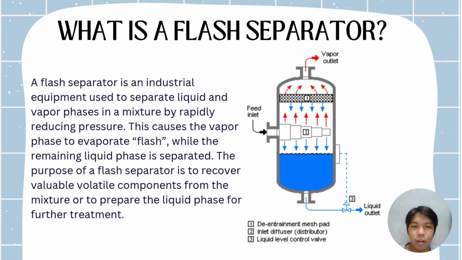We can see that the vapor with lower density will flow to the higher outlet, which is the vapor outlet, and the liquid with higher density will flow into the bottom outlet, which is the liquid outlet.